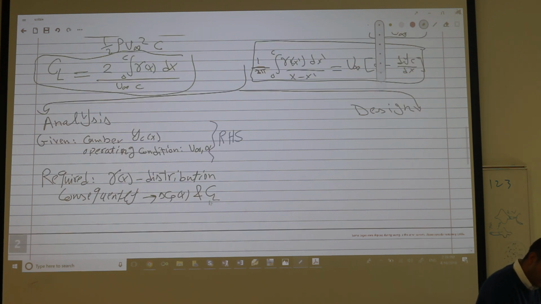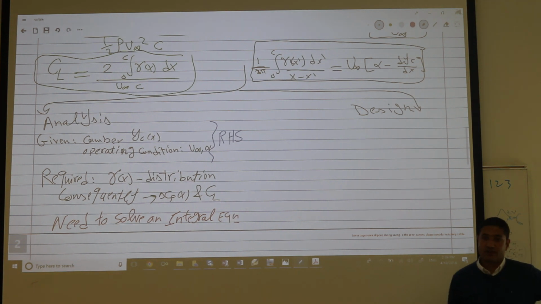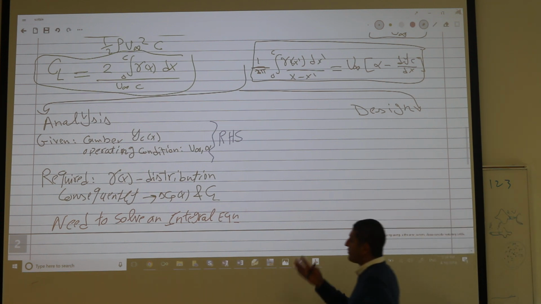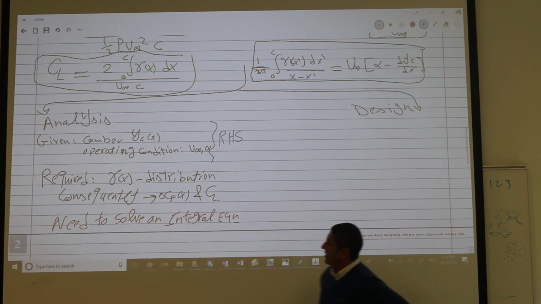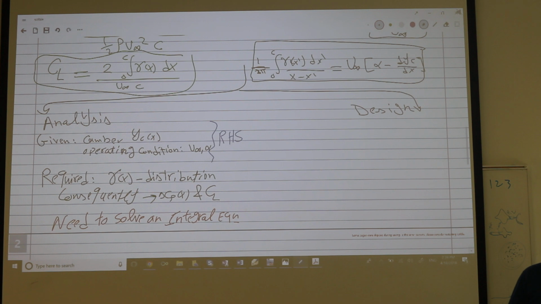Why it's hard? Because I need to solve what? And what? Integral equation. It's not that straightforward. At least we don't take a course on integral equations in our undergrad. We take a course in differential equation. Every engineering university teaches a course in differential equation, but I'm not aware of one that teaches a course on integral equation in the undergrad era. Okay? So it's not that simple. But anyway, we will do it, of course.